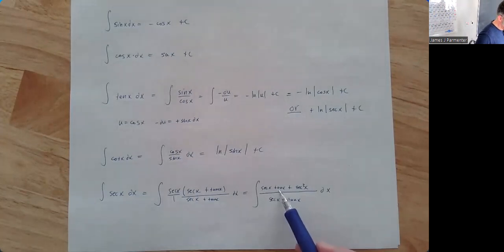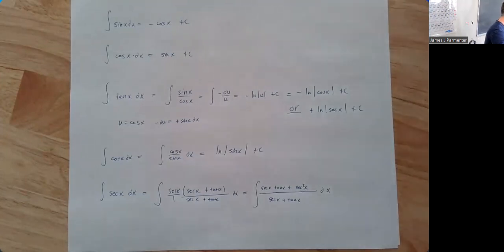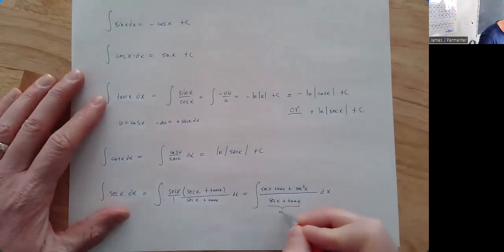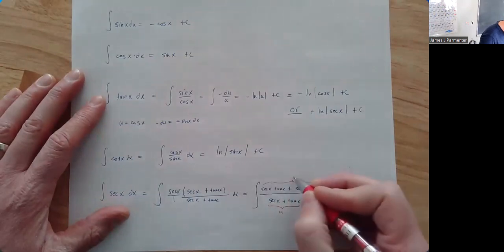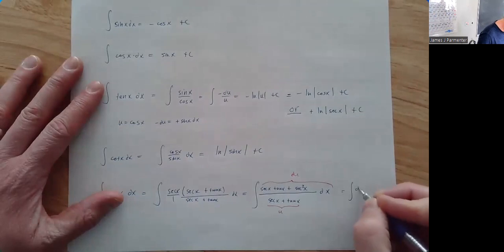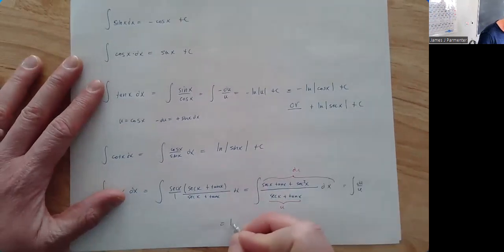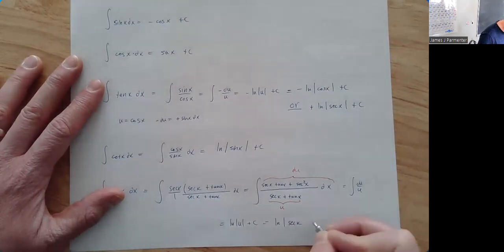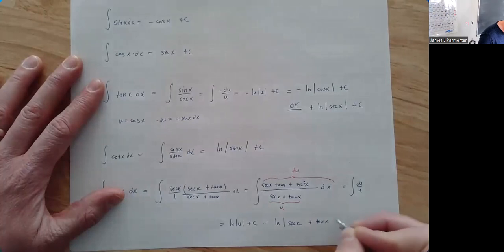Secant times tangent. What's the derivative of tangent? Secant squared. So if you let u equal the denominator, du is exactly the numerator. This is u, and that is du. So this is really the integral of du over u, which is just the natural log of the absolute value of u, plus c, which is the natural log of the absolute value of secant of x plus tangent of x, plus c.